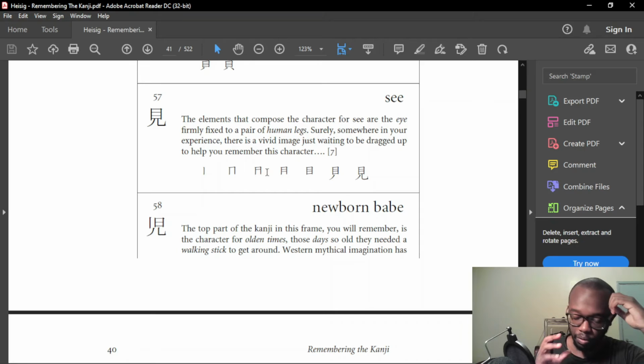So an eye with human legs is basically like a torch. The eye is casting a light so that it can see in the dark. It uses its eye as a torch to see in the dark.